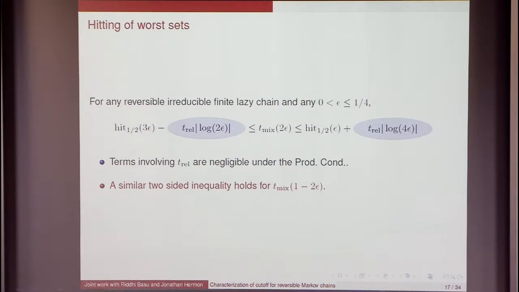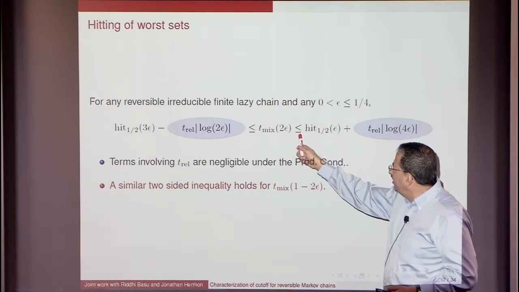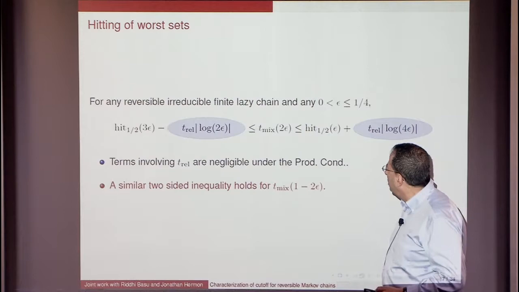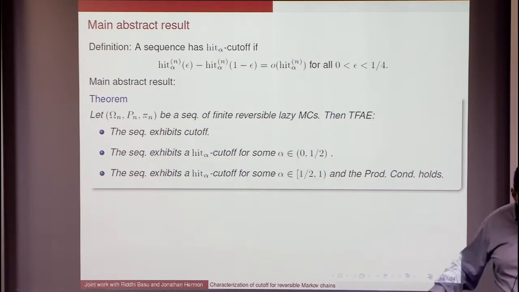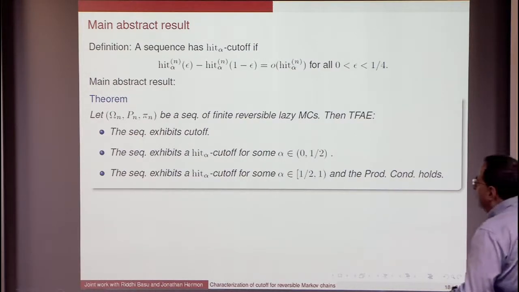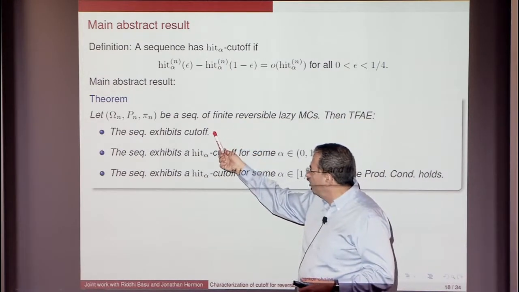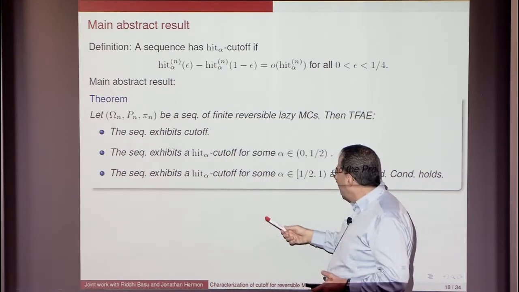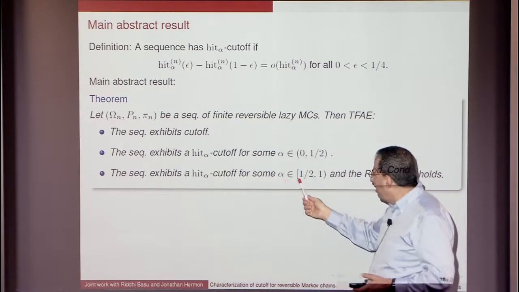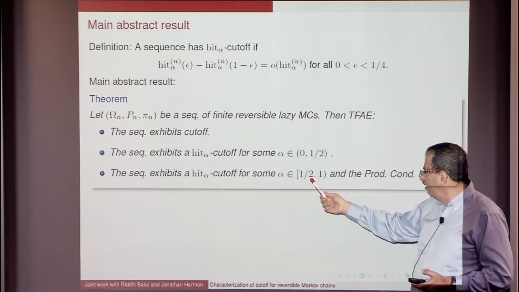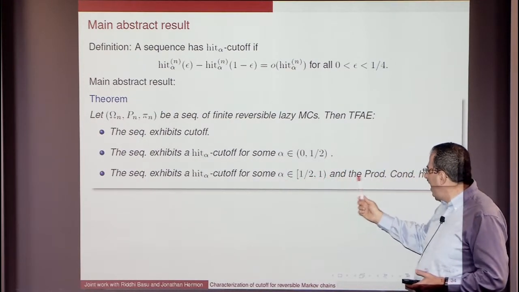Okay, so I want to explain the key ideas that go into the interesting inequality here. Let me first state abstractly what this implies. So we have an equivalence between cutoff, which we want to understand, and the second thing, which is hit alpha cutoff for some alpha in (0, 1), and the product condition.